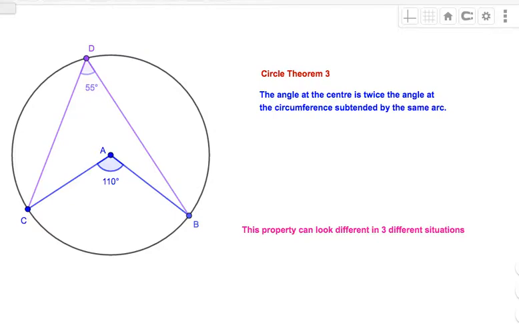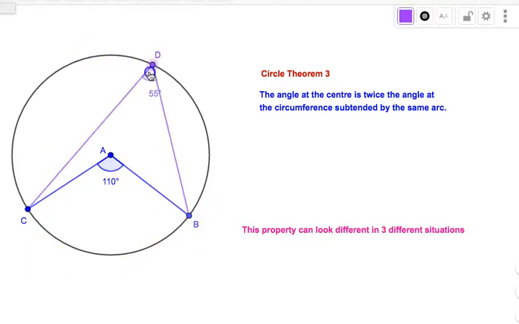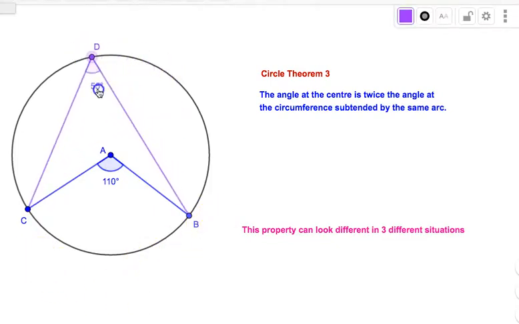Going to the smaller circle geometry terminology booklet, we're looking at circle theorem number 3, and that theorem states that the angle at the center is twice the angle at the circumference subtended by the same arc. See how they're both subtended by arc BC. So I can move this around. The angle at the center is twice the angle at the circumference subtended by the same arc.